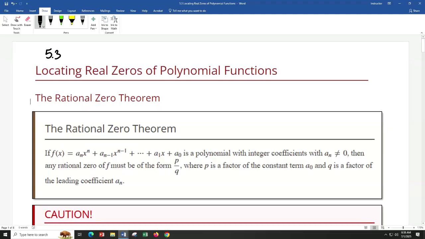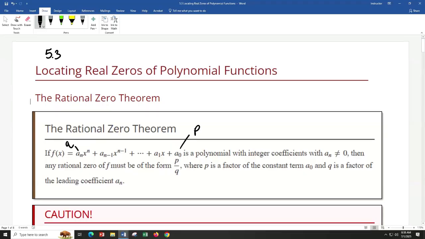Remember when we were doing that P over Q? Notice what it says. P is a factor of here, so that's going to be your P terms. This is going to be your Q. And so then it says any rational zero must be of the form P over Q. So you're making a whole bunch of fractions.